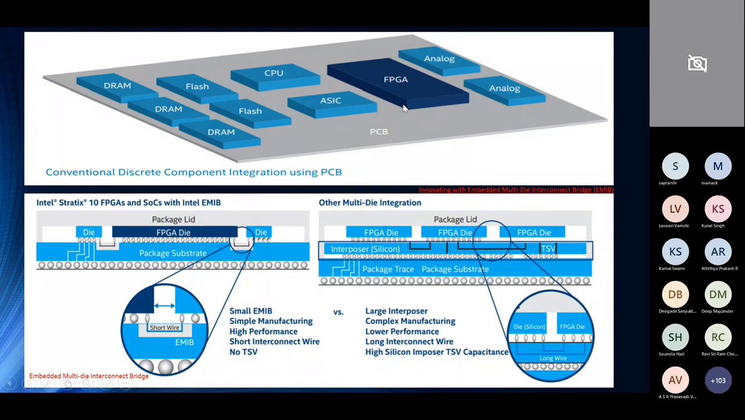What you see on the top is a conventional discrete component integration using PCB. So we didn't have all the time FPGAs integrated along with CPUs. We primarily used to have CPU, maybe some ASIC, flash, some DRAM, some analog chips, and we had an actual discrete PCB board. You would actually go and solder these chips on them, have traces run through the PCB to connect them, right? What are the issues?